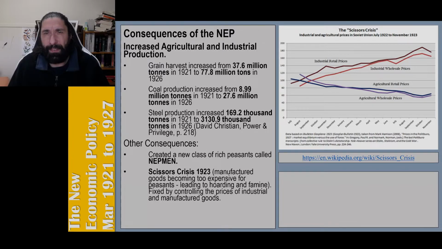What the scissors crisis was, was when manufactured goods became very, very expensive, and agricultural products and grain became less expensive. What that meant was that the peasants were making less money. They had less money to buy manufactured goods to help them with their grain production, and as a consequence, it was feared they would start hoarding their grain in order to drive up prices, which would then lead to famine. How was it fixed? It was fixed by controlling the prices of industrial and manufactured goods, so regulating the prices so that the prices were reduced, so that peasants had enough to buy what they needed.